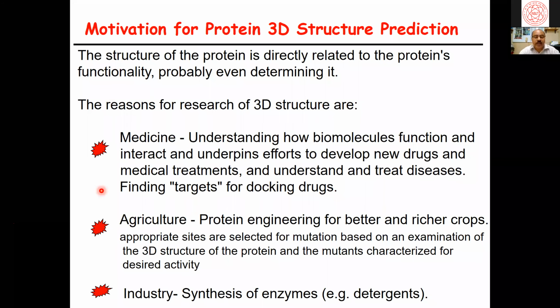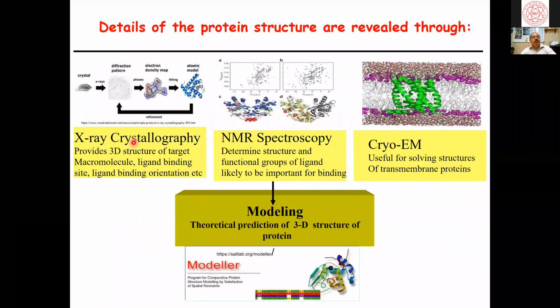This provides us the targets for finding novel drugs that can block the functional properties of a protein. Of course, there are other applications in agriculture, where you do protein engineering for better crops, or industry, where you synthesize enzymes, and so on. But we are not at this moment worried about this. So we'll focus on the first aspect, how we can exploit the 3D structure of protein in medicine. Now, the details of the protein structures can generally be revealed through 3 biophysical methods. I'm sure many of you must be aware of this.